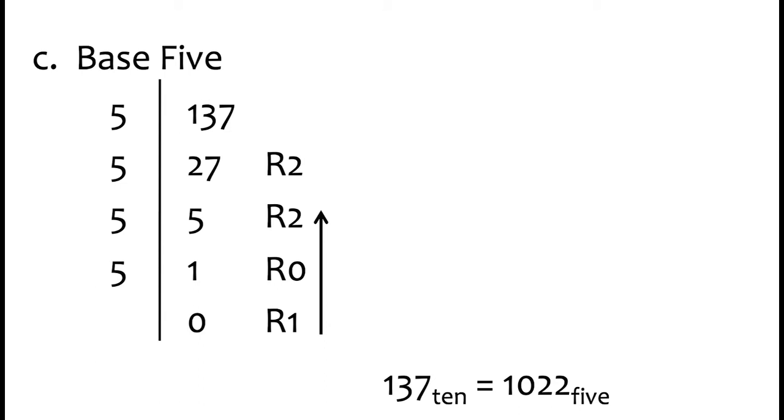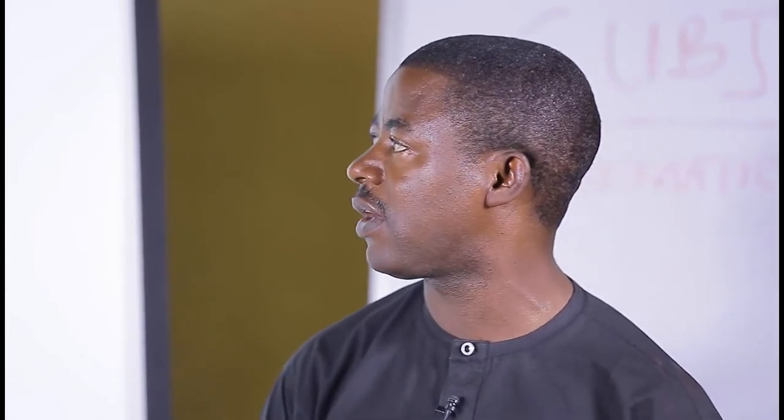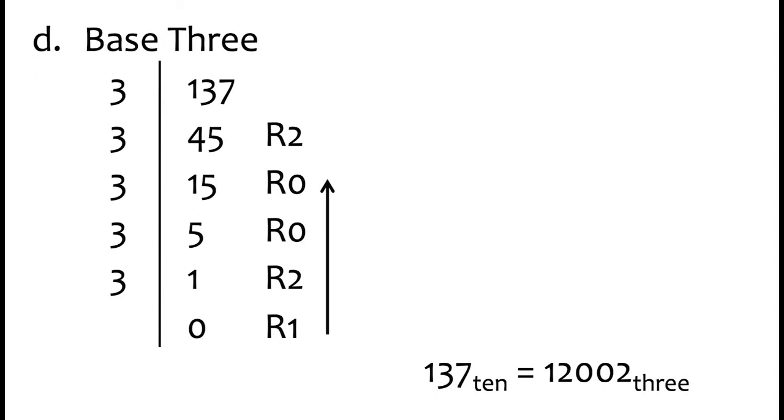Finally, your final answer will be 137 base 10 to base 5. Start from the bottom. It will be 1022 base 5. Don't say 1022 base 5 as a number because you are mixing base 10 and base 5. So we count the digits one by one. So we have 1, 0, 2, 2 base 5. That's our final answer. Then question D, we are expected to convert 137 to base 3.